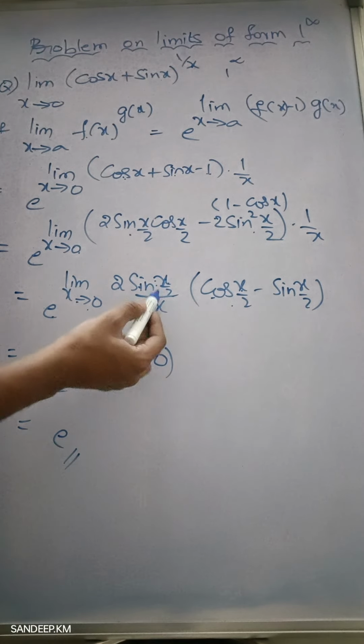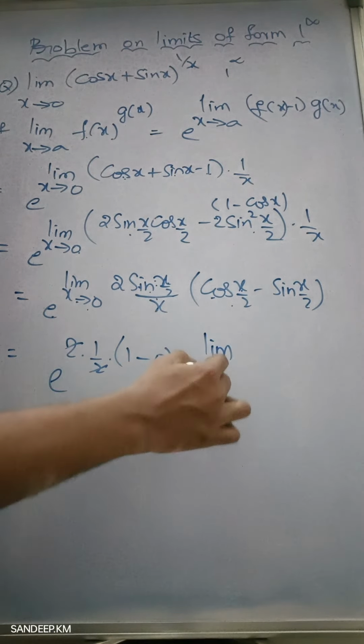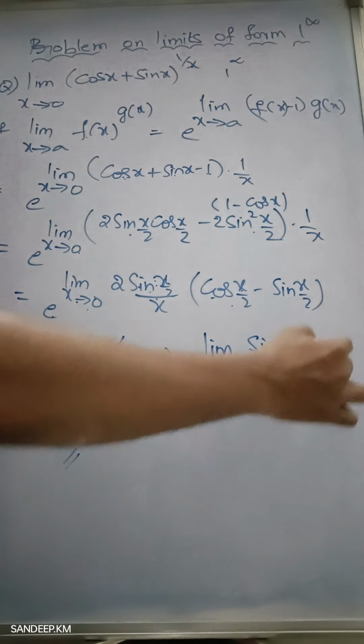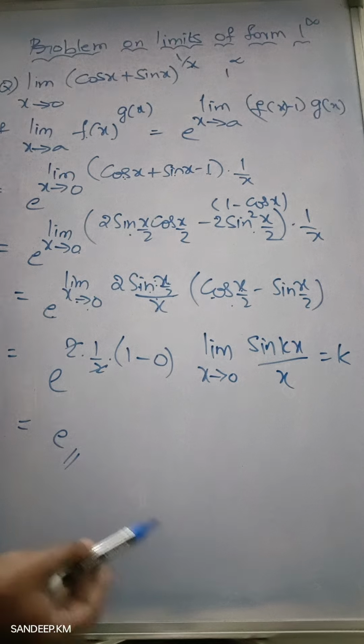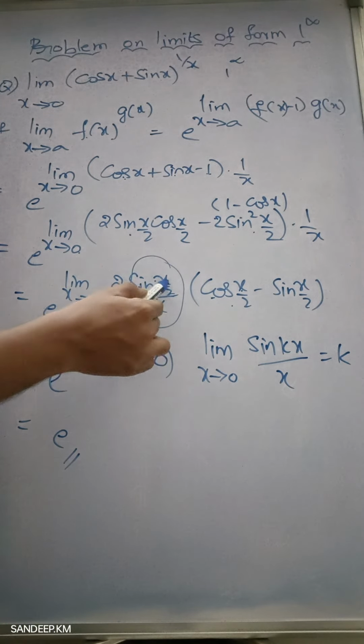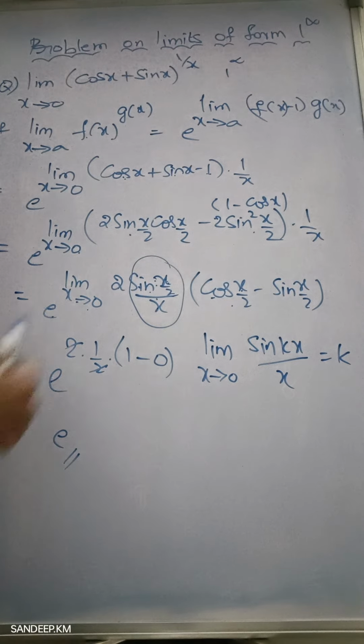So what is the formula I have used here? Limit x approaches 0, sin kx by x is equal to k. So for that reason, this becomes 1 by 2, because the x coefficient is 1 by 2 here and x is approaching 0. The answer for this question is e.